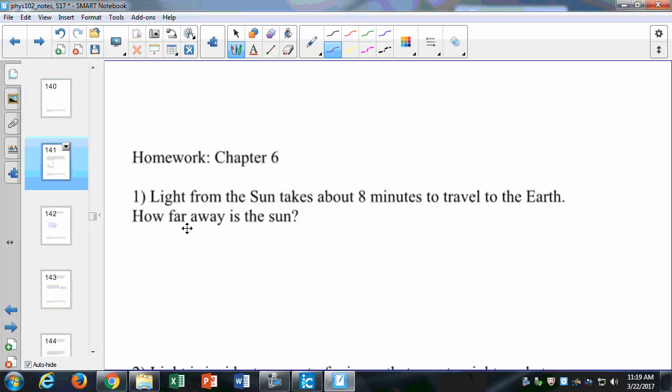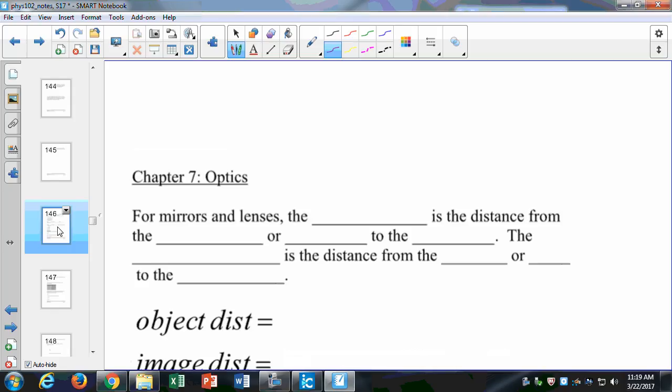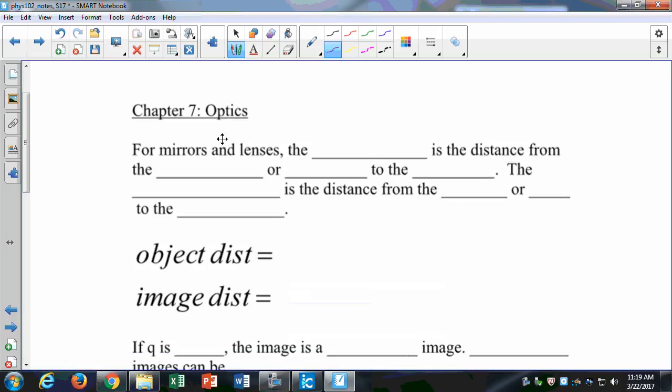All right, let's see. Make sure you go through the homework. Make sure you go through the tutor questions as well. I'll look at both for the test.